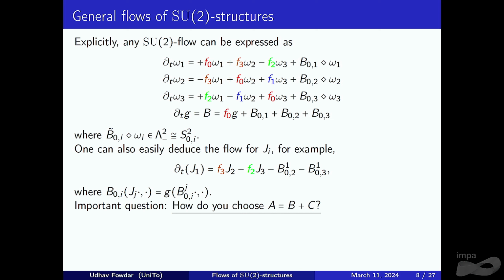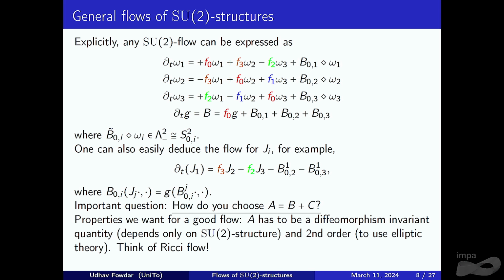Now the question is, if you would like to have a good flow, how do you choose the functions F and these traceless symmetric tensors? What you would like a good flow to have is to be diffeomorphism invariant, and to only depend on the SU2 structure, so you don't want to add external data to what we already have. And you would like it to be second order, just because we would like to use elliptic theory to get existence of a good flow.